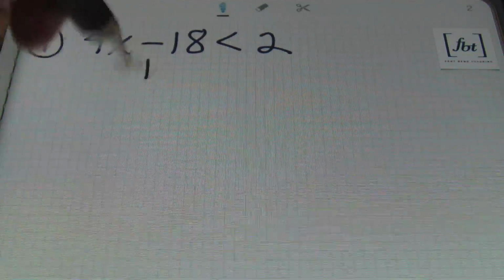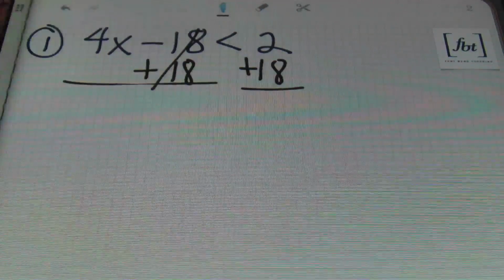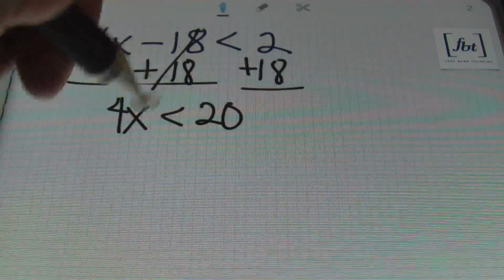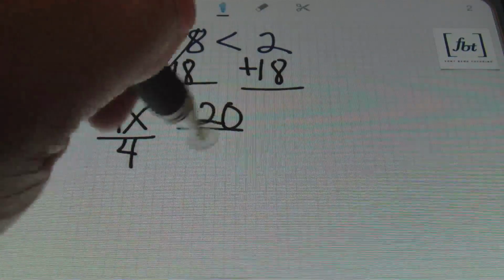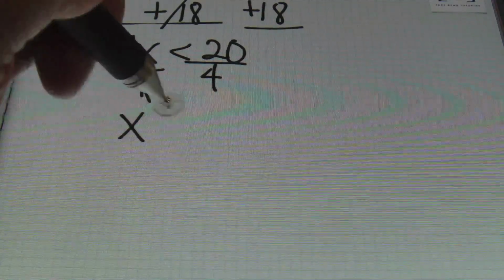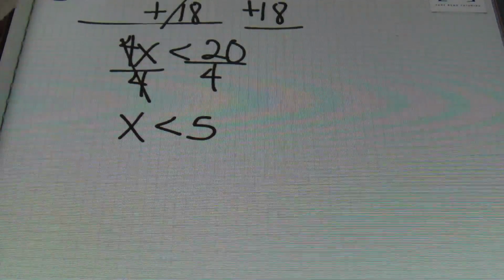So I'm adding 18 to both sides of the inequality here. My 18s will cancel out. I'm bringing down 4x, which is less than 20, and then I'll need to divide both sides by 4. The 4s will cancel out, and I'll end up with x being less than 20 divided by 4, which is 5. And this is my solution.